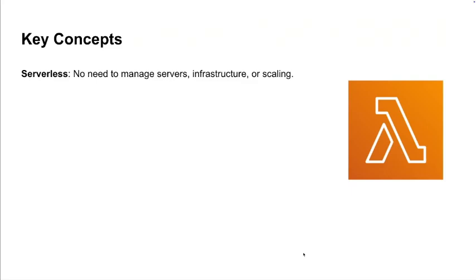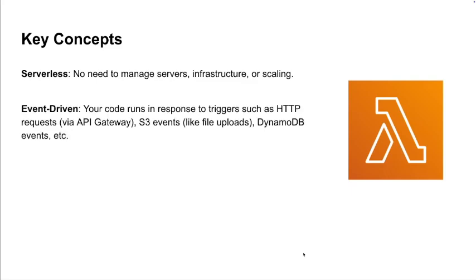All you need to do is write your code, upload your code, and AWS will execute this code with the right resources. If there are so many requests coming in on the code, it scales the resources to be able to handle it. Now, it's event driven. Your code runs in response to triggers such as an HTTP request, an S3 bucket event, or a DynamoDB event.